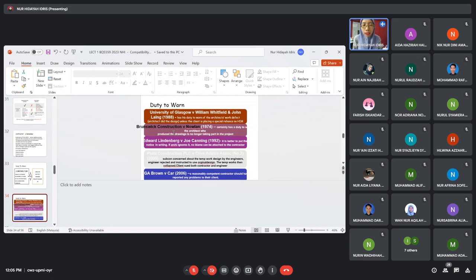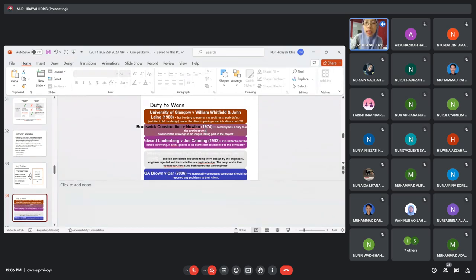I'm afraid the architect's design might be sloppy and whatnot. So basically, dia tak ada duty of one, kecuali kalau client tu kata you please check out the architect's design and whatnot. So dia macam relying on the contractor punya expertise.